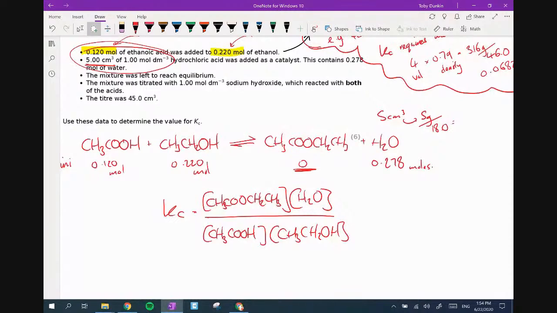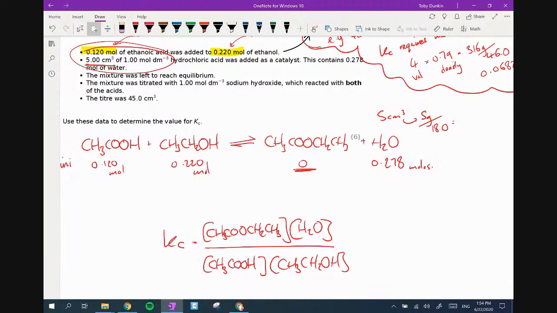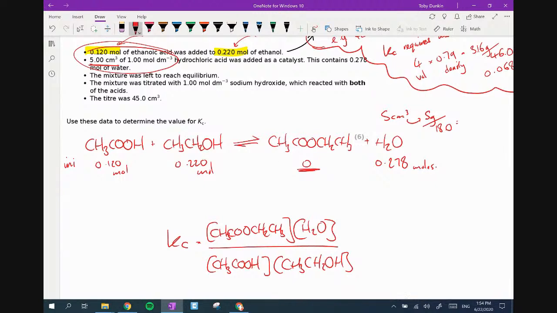Right, I'm going to move this down a bit to give me more space. There we go. Now I'm going to write down equi, because I need the equilibrium moles to be able to calculate Kc. It says the mixture was then left to reach equilibrium, and the mixture was titrated with sodium hydroxide, which reacts with both acids.